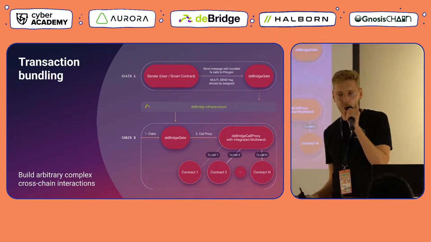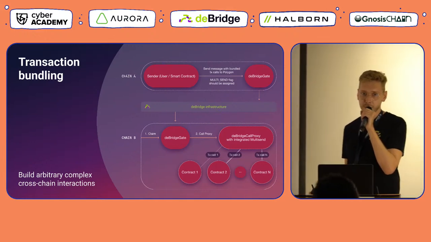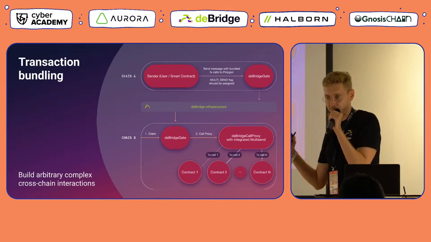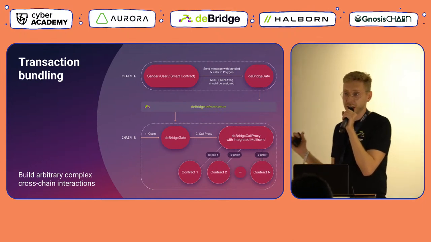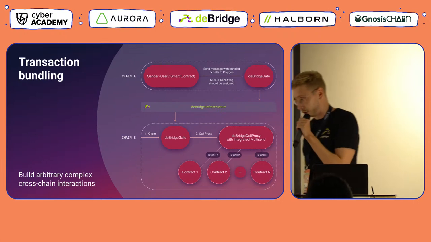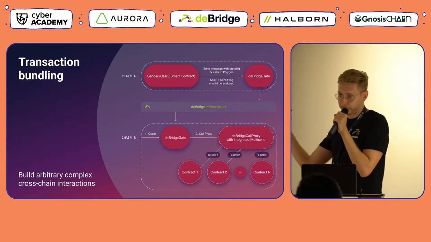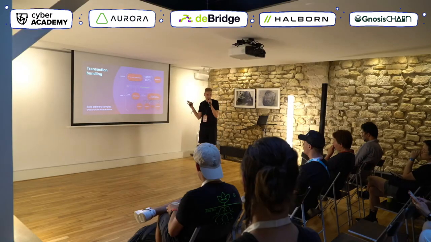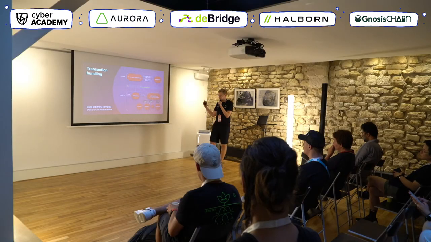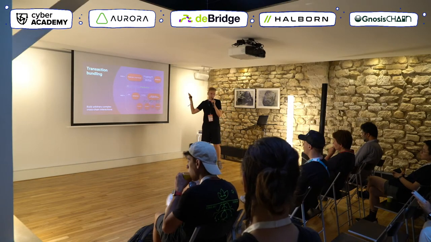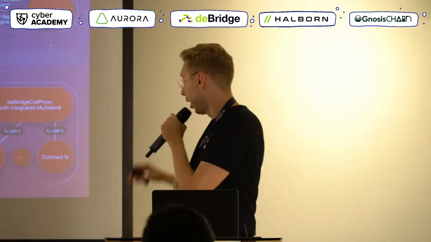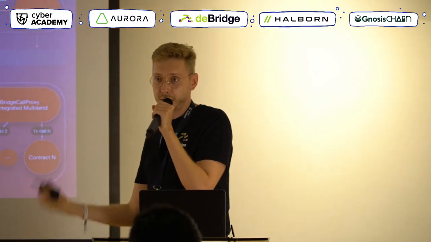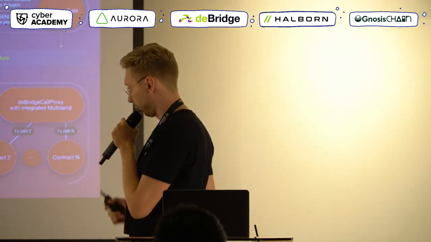And that's an interesting concept, because if you have ever interacted with a Gnosis Safe application, there is a feature called transaction builder, which allows building complex interactions within one chain. And that library is quite unique. It was built by the Gnosis Safe team. It allows packing an arbitrary set of transaction calls together. And what we did in deBridge, originally we made our protocol fully compatible with the existing DeFi ecosystem, and we integrated the deBridge smart contract with the Gnosis Safe multisend library.